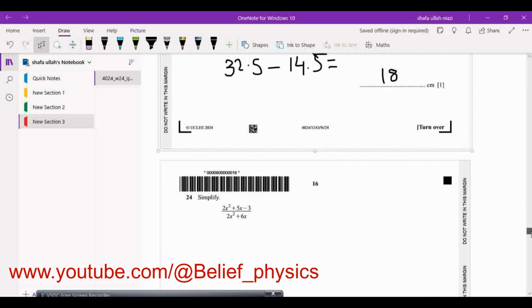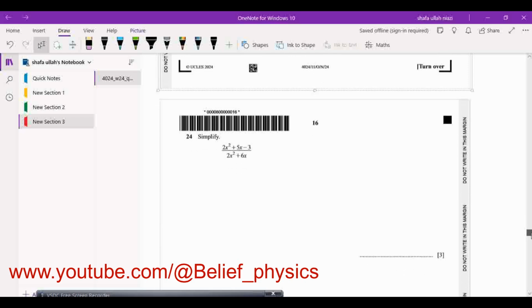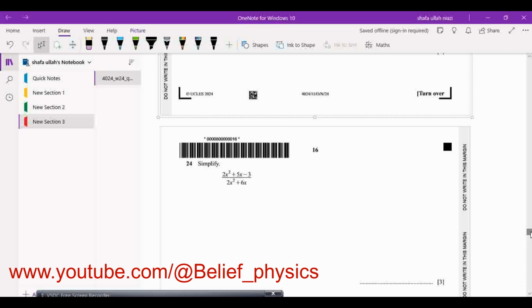We have to simplify this expression. Very easy question. It is actually from factorization. So we use the middle term break method to factorize the numerator. 2 times 3 is 6. We have to think of two numbers which on addition give you 5 and on multiplication give you 6, and they are minus 6, plus 6 and minus 5.